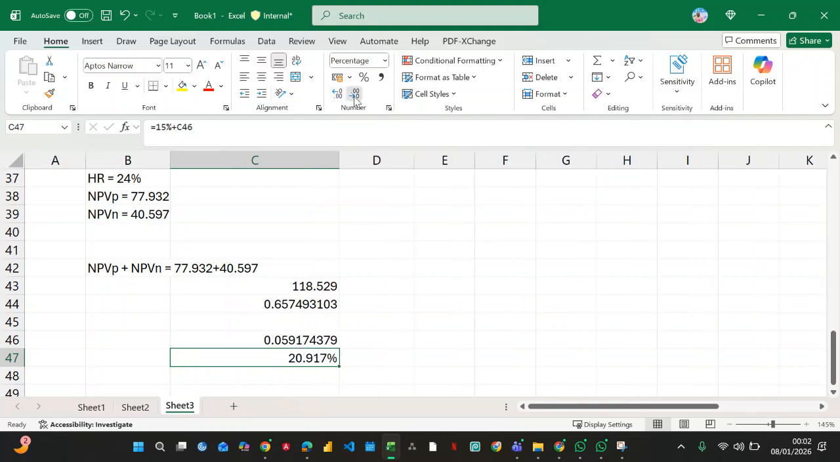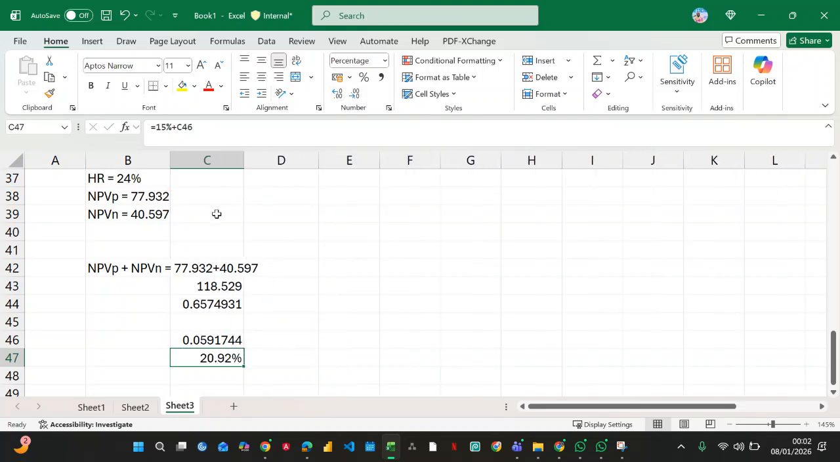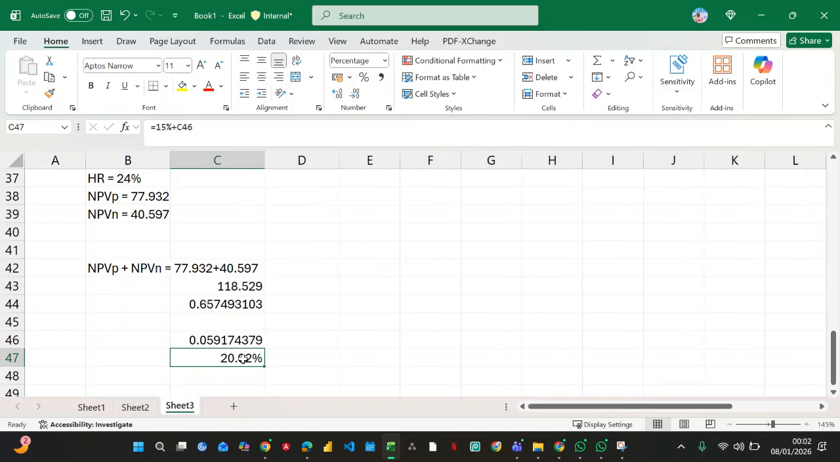Then that means this value here, 15%, 15% now plus this value that's large. So you reduce it to two decimal points, and then you get this.